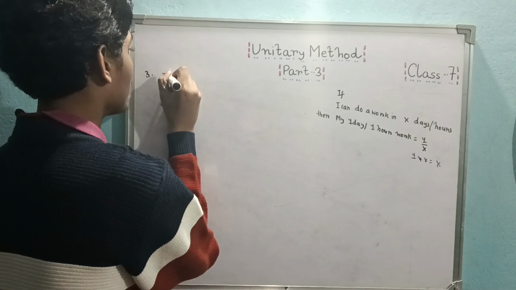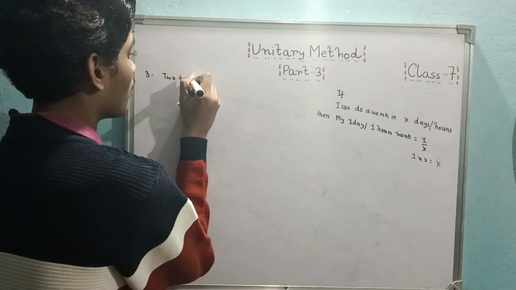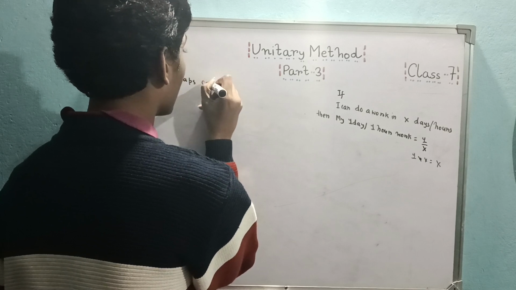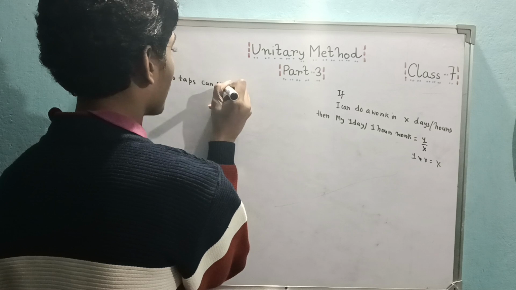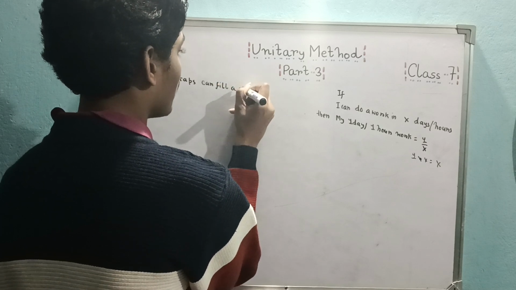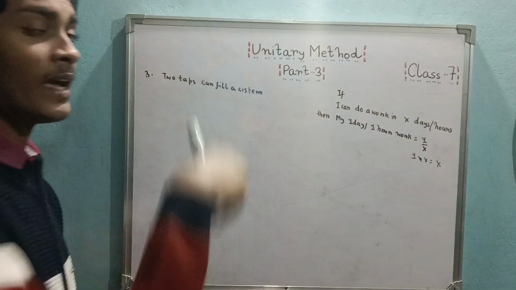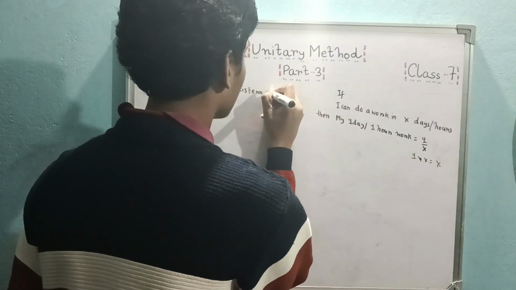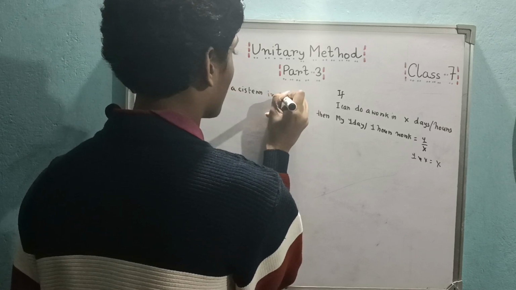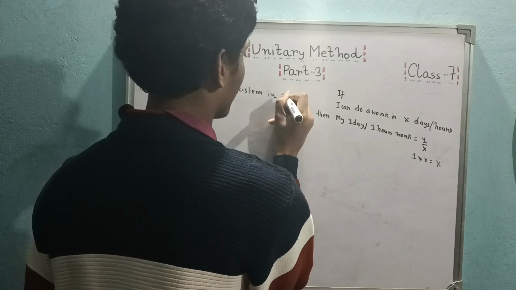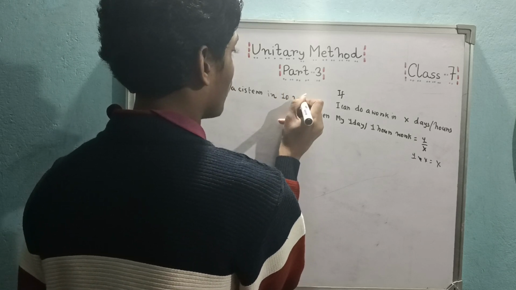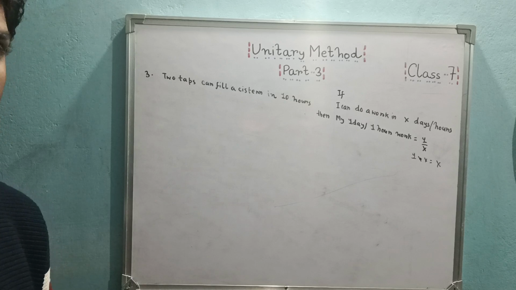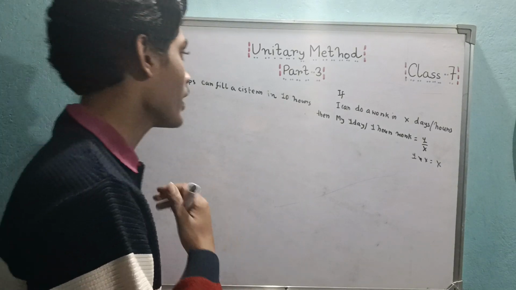Two water taps can fill a cistern in 10 hours. A cistern is a tank, like when you turn on the pump to get water to your tank. It's the same process actually, but one difference is there. Some are doing positive work, some are doing negative work. Positive means addition, negative means subtraction. You will see what I'm trying to mean.